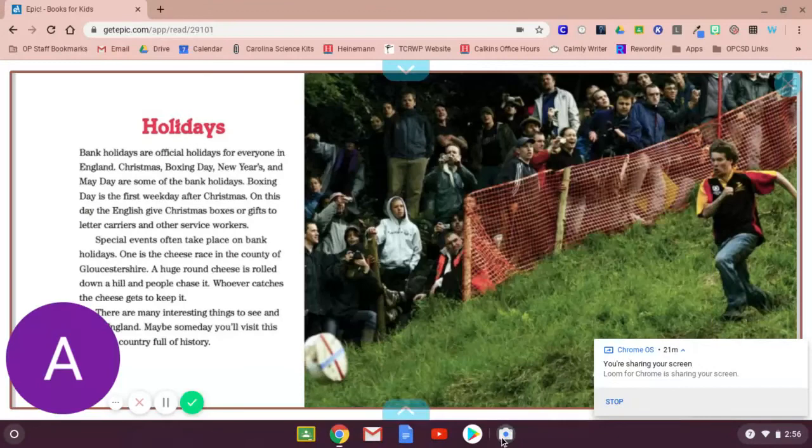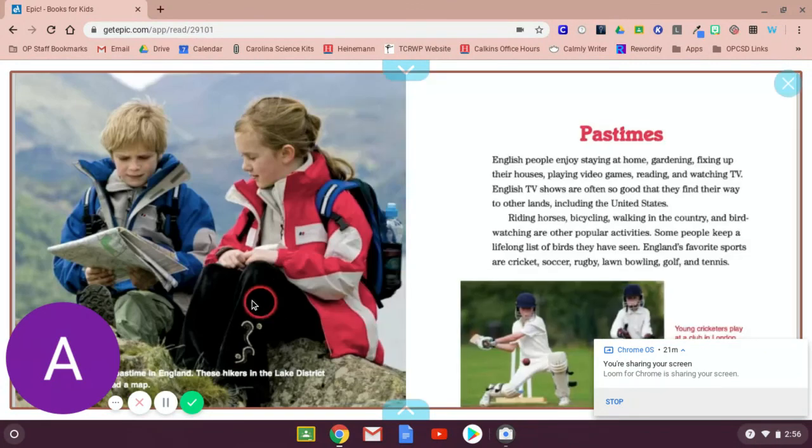So I'm going to go back to the book. Make sure you read the whole book today and practice reading and looking at the images and the labels, because we know label plus fact equals more knowledge.